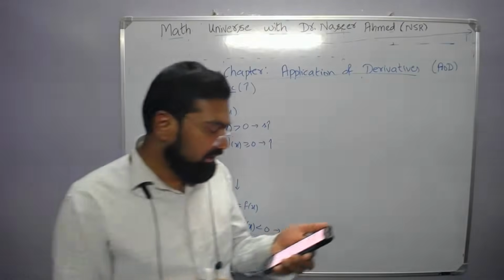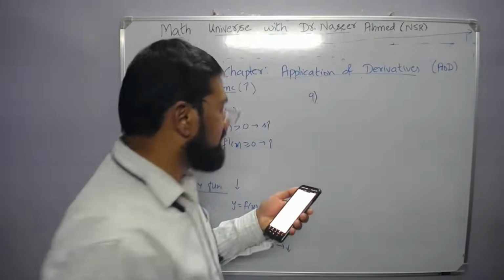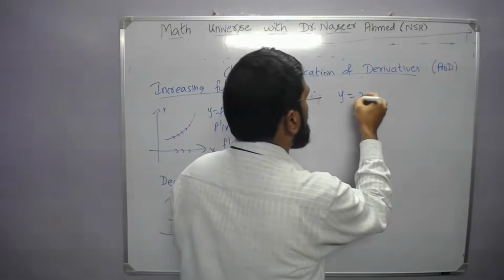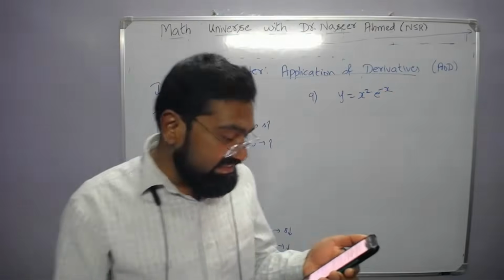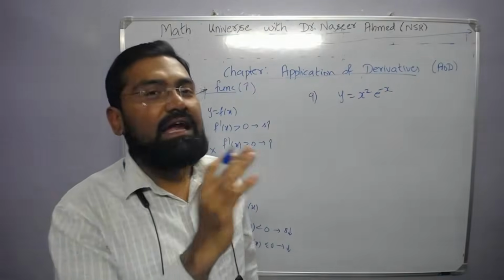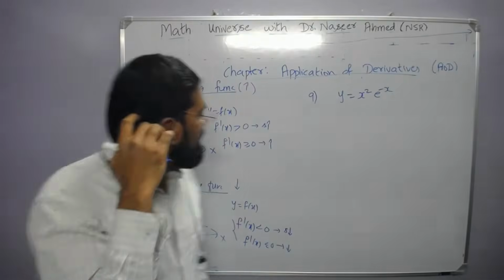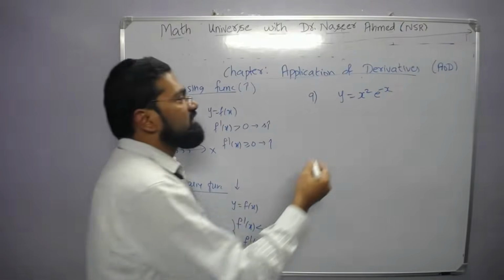See carefully. Question number 9. It says the interval in which y is equal to x square e power minus x is increasing is. They want the interval under which the function is increasing. So whether it is increasing or decreasing, one thing is very clear, we have to find the derivative. So now let us first find the derivative.